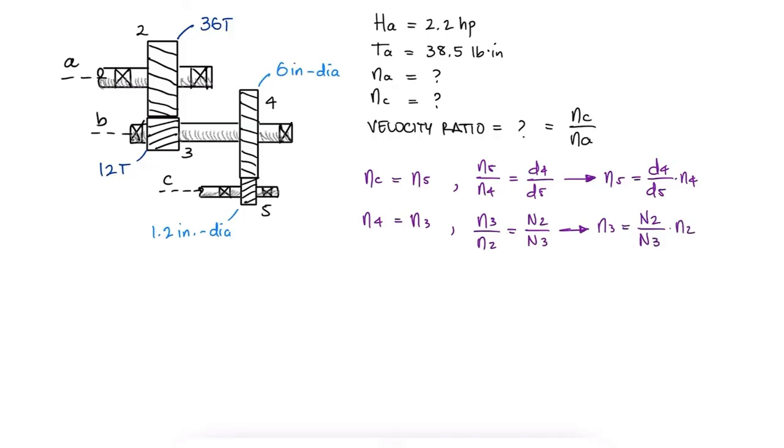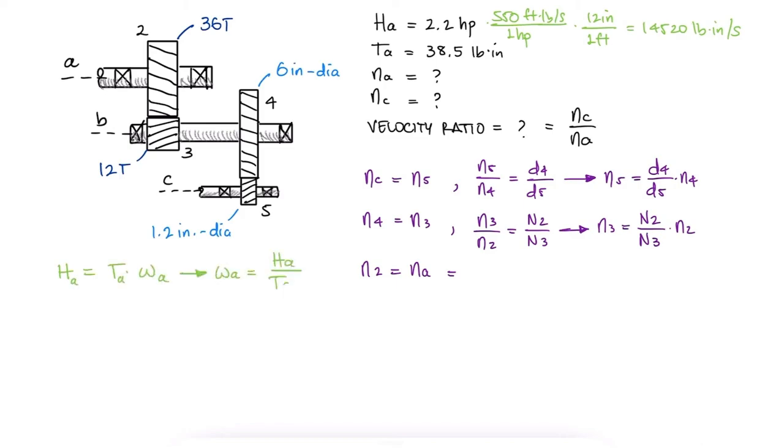The speed of gear 2 is the same speed of the shaft A, which is receiving 2.2 horsepower and 38.5 pound-inches of torque. Since 1 horsepower is 550 feet-pound per second and there's 12 inches in a foot, the horsepower that shaft A is receiving is 14,520 pound-inch per second. Since power is equal to the torque times the angular velocity omega, the angular velocity of shaft A is 377 radians per second.